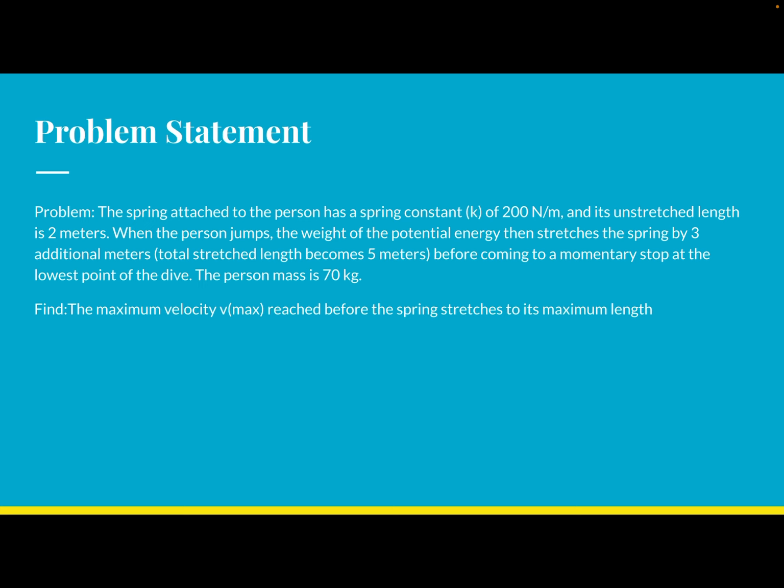The problem statement that we'll be working on is the spring attached to the person has a spring constant K of 200 Newton meters and its unstretched length is 2 meters. When the person jumps, the weight of the potential energy then stretches the spring by 3 additional meters, totaling a stretch length of 5 meters, before coming to a momentary stop at the lowest point of the dive. The person's mass is 7 kilograms. What we'll be finding is the maximum velocity Vmax reached before the spring stretches to its maximum length.